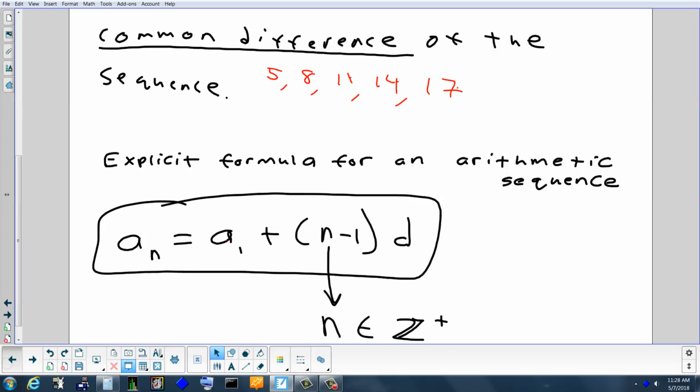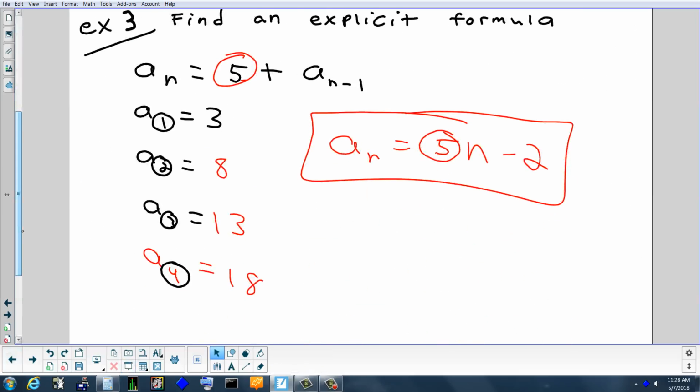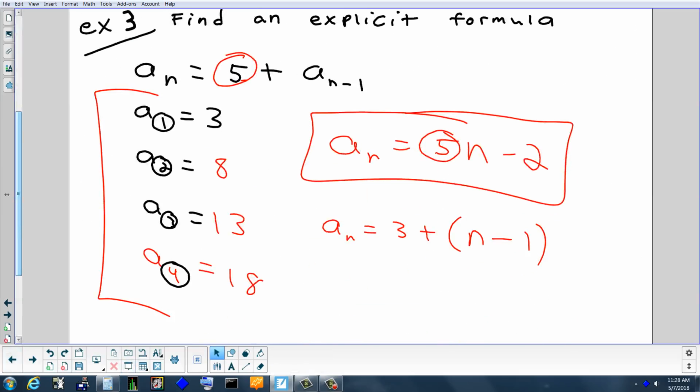So let's go back. What was my first term in that sequence? 3. So a sub n equals the first term plus n minus 1 times d. What's my, well, let's just check. What's 18 minus 13? 5. 13 minus 8? 5. 8 minus 3? 5. So the common difference is 5.